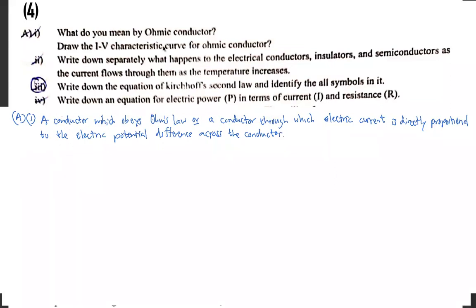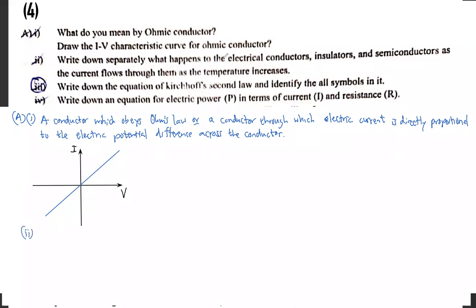Draw the IV characteristic curve for an ohmic conductor. That is simple. We have done it before. Just V equals IR. So for the IV characteristic, you can put I here, V here. It doesn't matter who is where. It is definitely going to be a line which goes through the origin of the axes. And Roman 2, what is Roman 2?